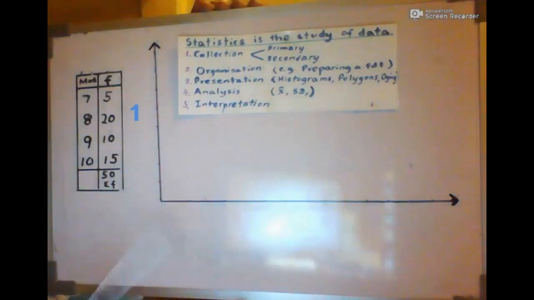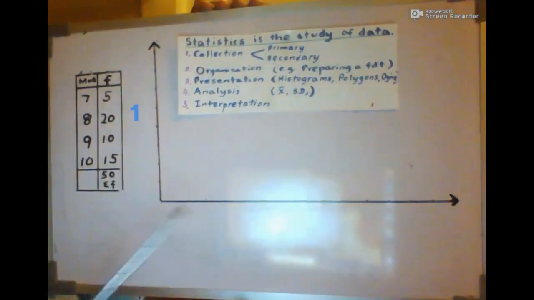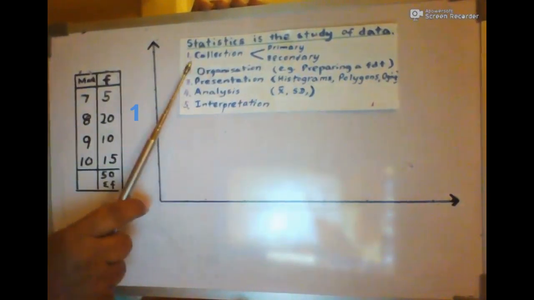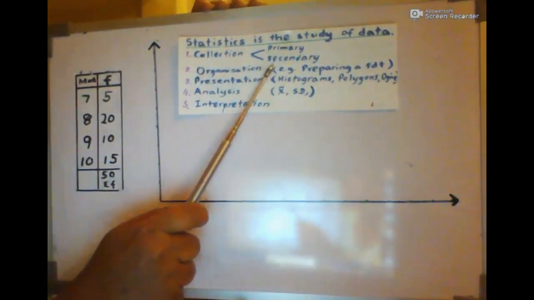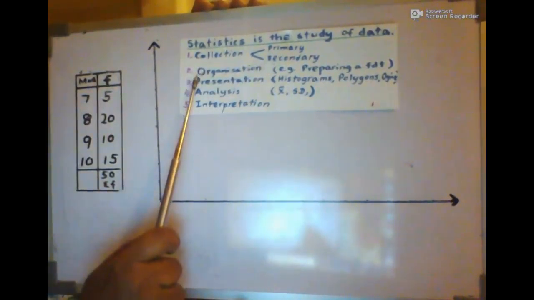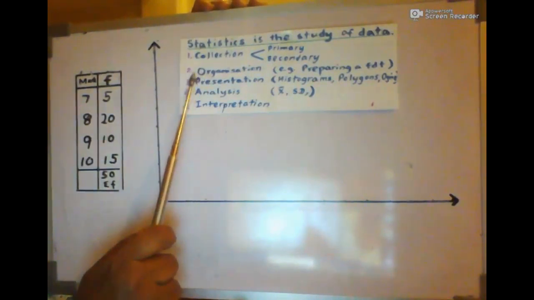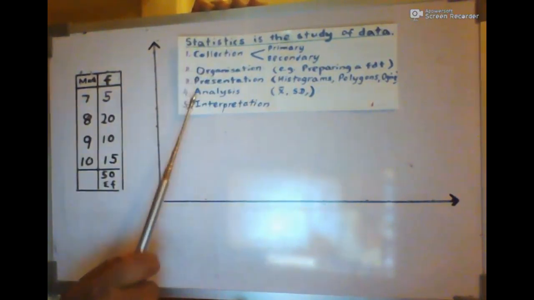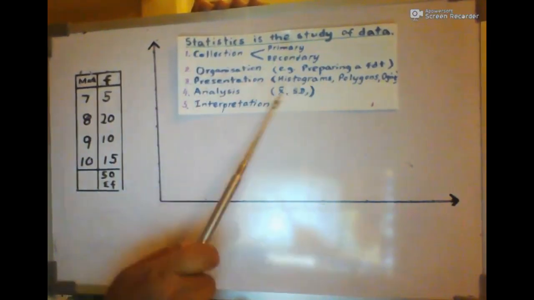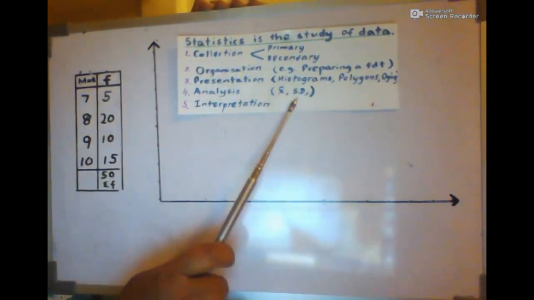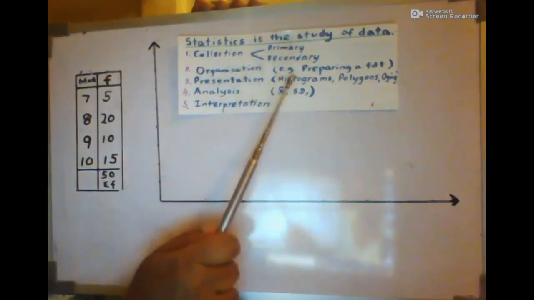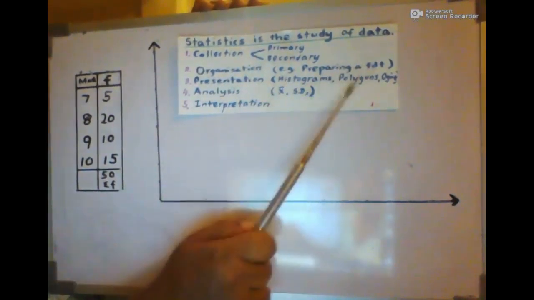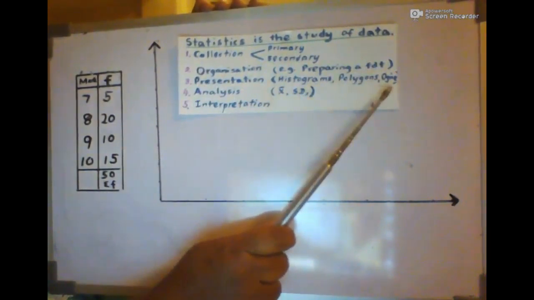We'll quickly go through what we have done so far. Under collection of data, we used secondary data, and we organized the data by preparing the frequency distribution table. And we analyzed our data by calculating the arithmetic mean and the standard deviation. Now we have to present our data. For this purpose, we are drawing a histogram, a frequency polygon, and an ogive.